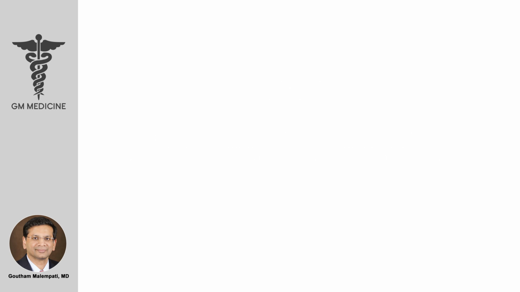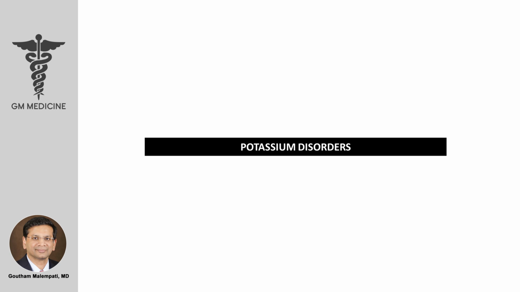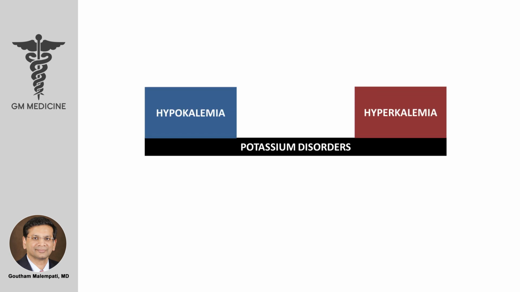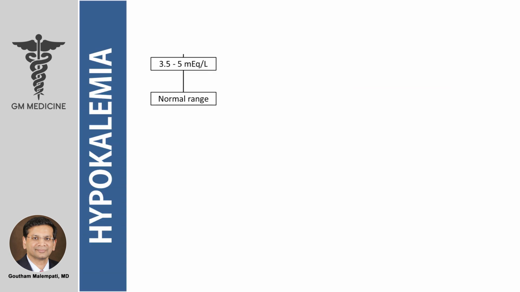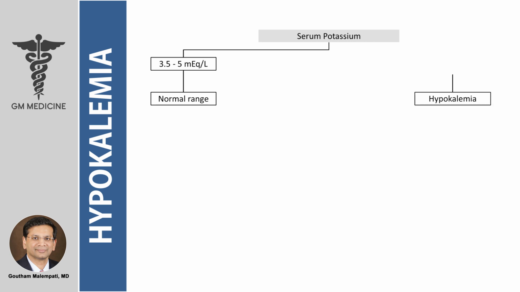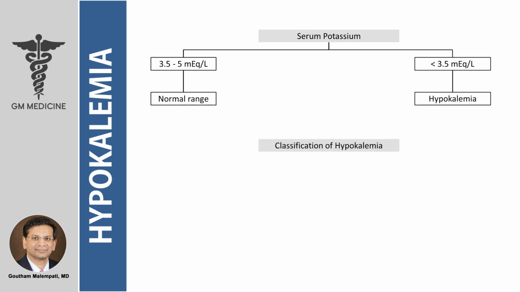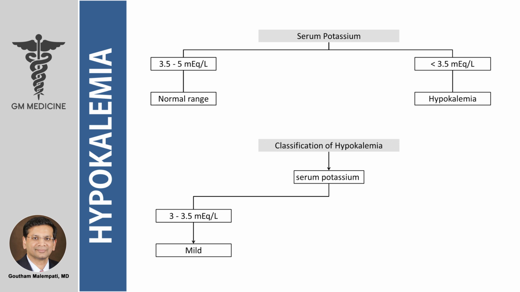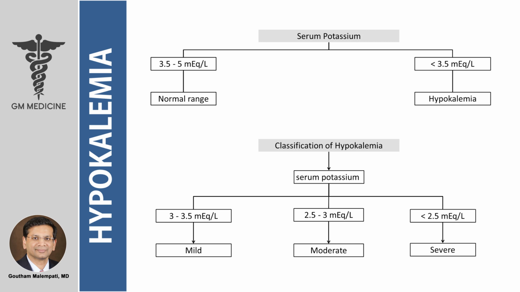Hi, today I'll be talking about potassium disorders, which include hypokalemia and hyperkalemia. The normal range of serum potassium is 3.5 to 5 milliequivalents per liter. Hypokalemia is defined as serum potassium less than 3.5 milliequivalents per liter. Hypokalemia can further be classified as mild hypokalemia, where the serum potassium is between 3 to 3.5 milliequivalents per liter. Moderate hypokalemia is 2.5 to 3 milliequivalents per liter, and severe hypokalemia can be less than 2.5 milliequivalents per liter.